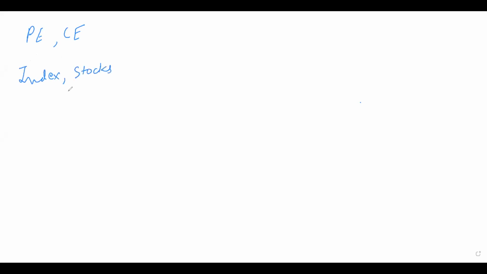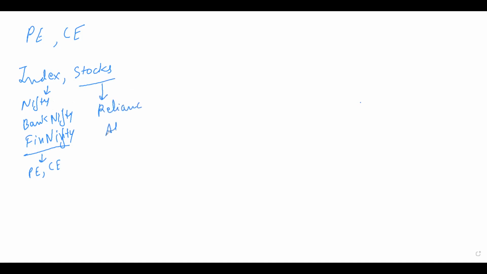So what are stock options and what are index options? Index options are options on Nifty and options on Bank Nifty, and there is another index which currently has options, which is Fin Nifty. So these are the indexes which have options. All three of them can have puts and calls. Similarly, there are stock options. Stock options can be options of stocks like Reliance or Apollo Tyres. And again, stock options can be both call options and put options.